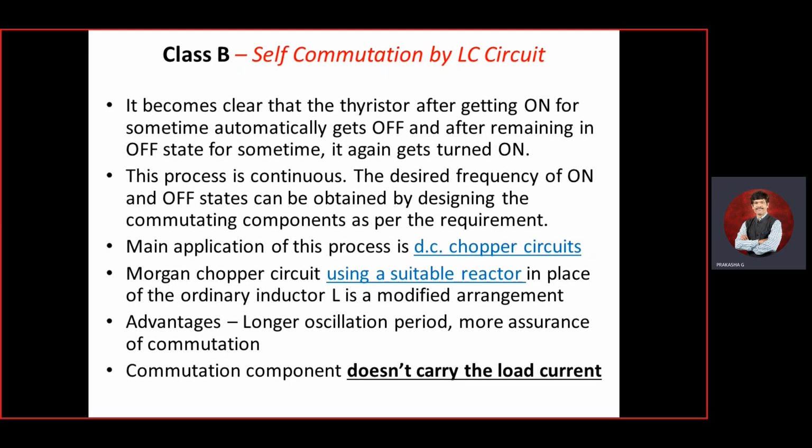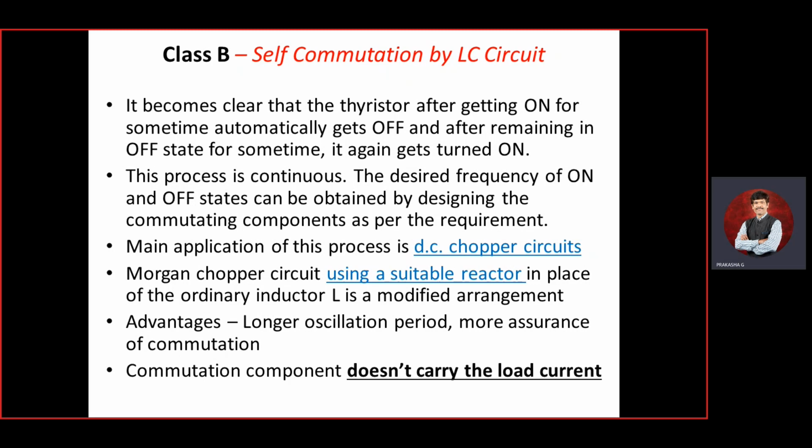So the Morgan chopper, one of the DC to DC converters, is mentioned for one type of application where the inductor was not suitable. So what he has done is, instead of the inductor, he has replaced it by a reactor and you could get the outcome for that. The advantage of class B commutation is a longer oscillation period and more assurance of commutation. We get a longer oscillation period. Turning on, turning off, you can get it.